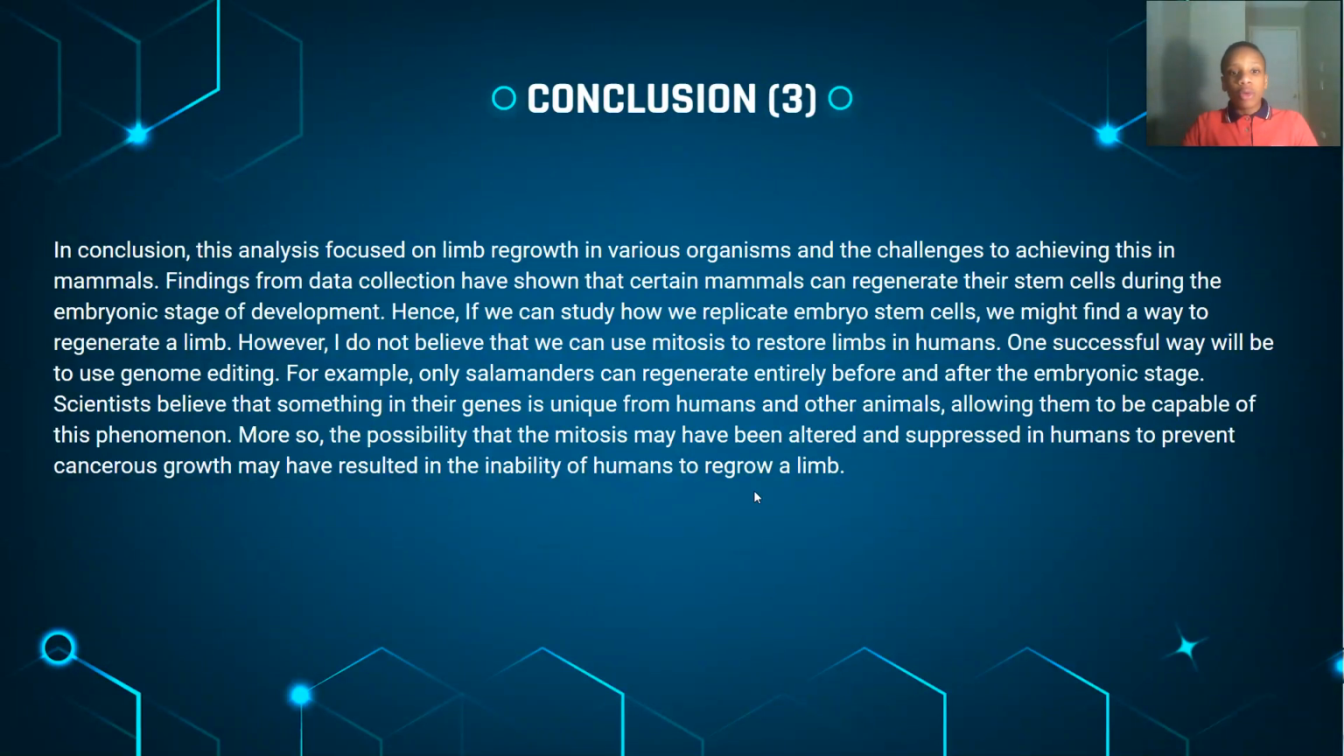For example, only salamanders can regenerate entirely before and after the embryonic stage of development. Scientists believe that something in their genes is unique from humans and other animals, making them capable of this phenomenon. More so, the possibility that mitosis may have been altered and suppressed in humans to prevent cancerous growth may have resulted in the inability of humans to regrow a limb.